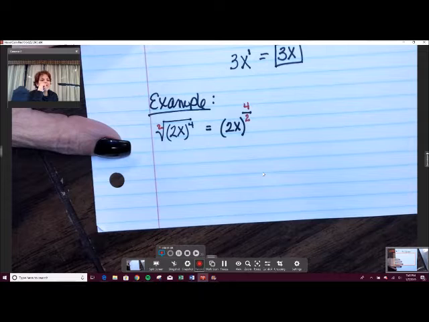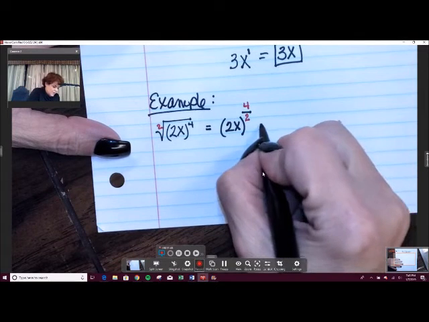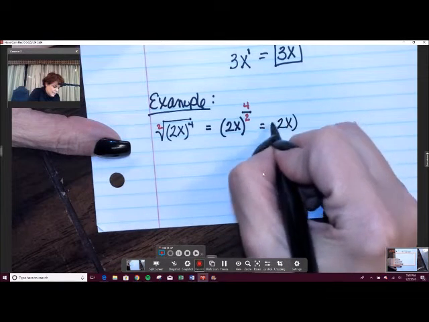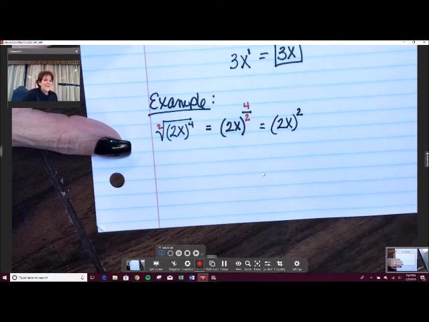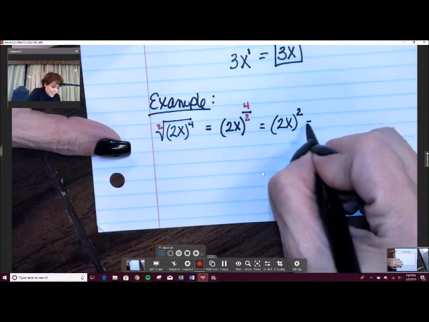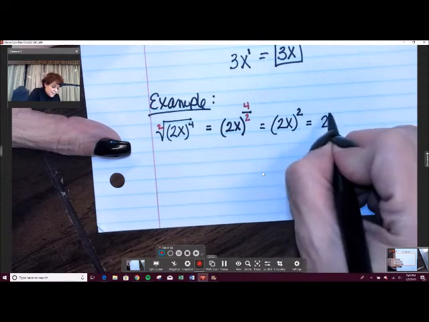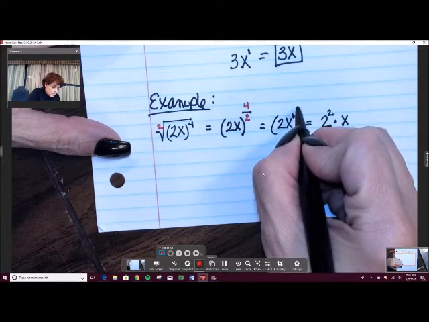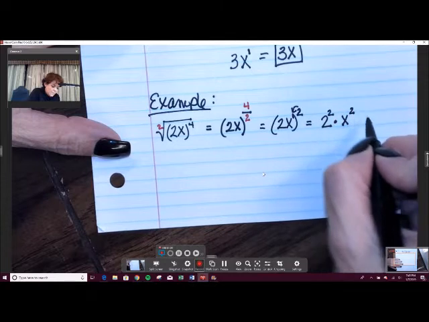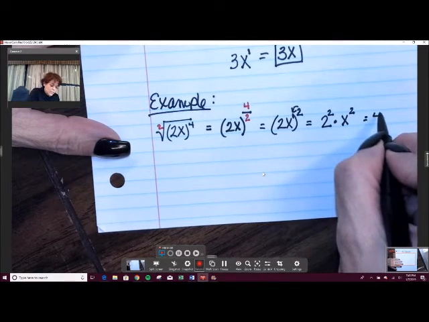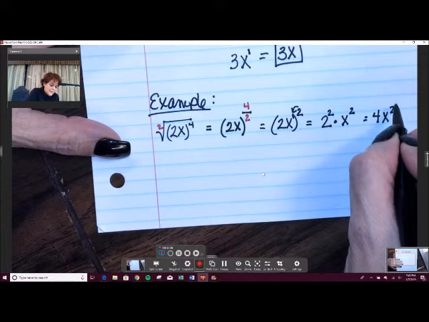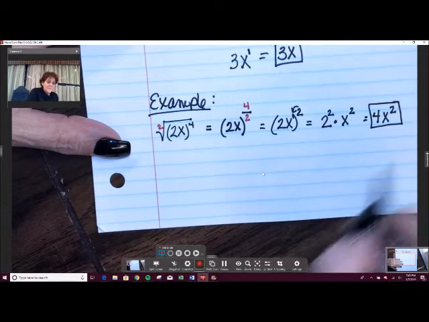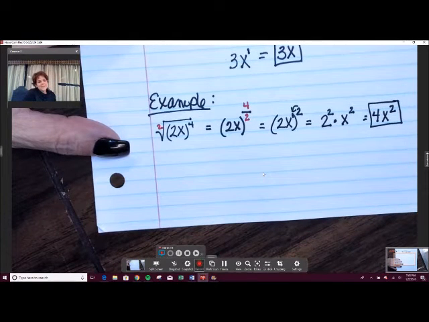All right, 4 over 2. Does that reduce? Isn't 4 over 2 just 2? So this is really 2x to the 2nd power. Hey, I can do that. That is 2 to the 2nd power times x squared. 2 times 1 is 2, 2 times 2 is 4x squared. Look at that. That actually wasn't too bad.